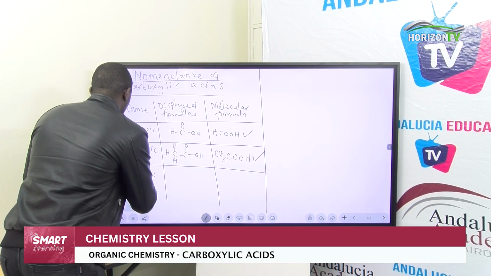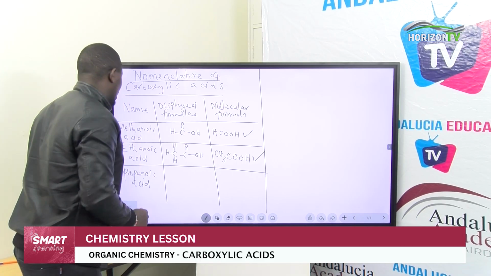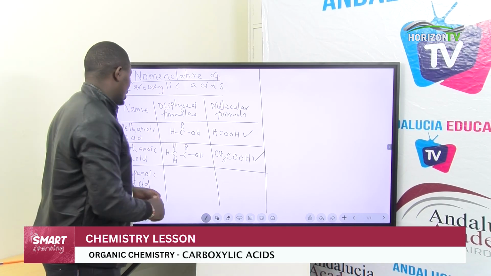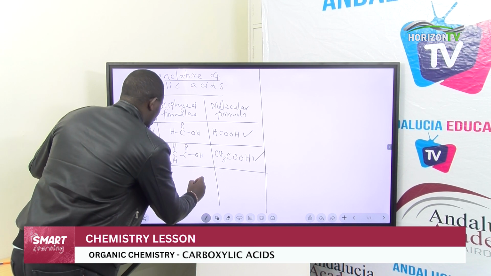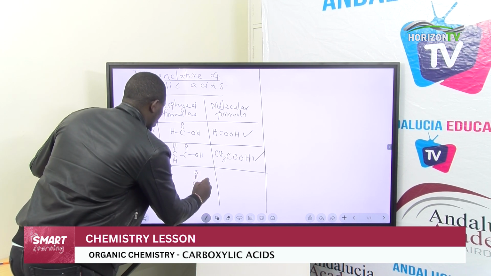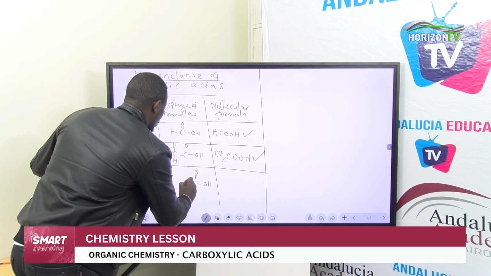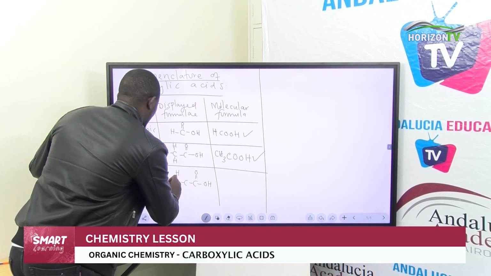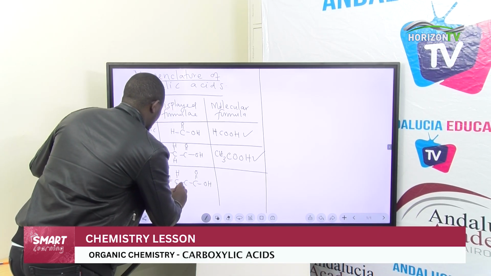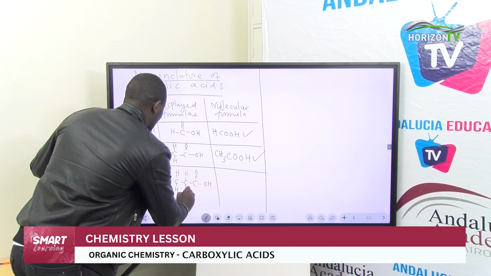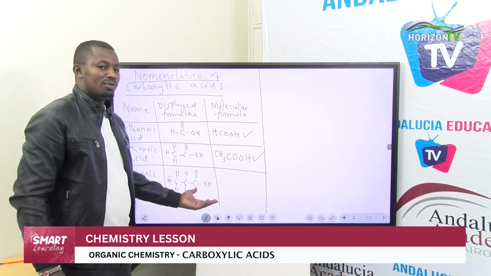Propanoic acid. Our propanoic acid has 3 carbon atoms. We need to draw first the functional group. Then we have 2 more carbons, and we have hydrogen, hydrogen, hydrogen, hydrogen, and hydrogen. This is the displayed formula of propanoic acid.